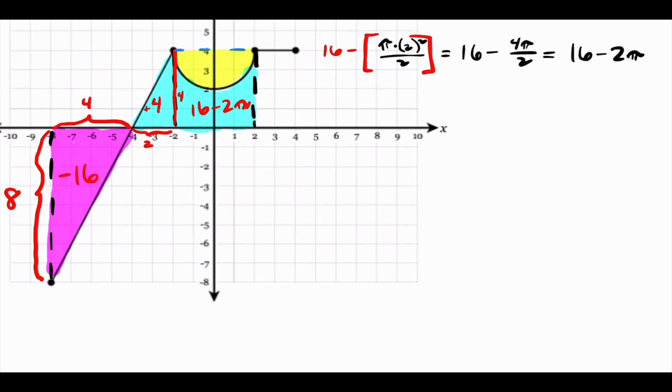Add up all of the regions. So I have the pink, purple, negative 16, right? I have the rectangle, the triangle that I first created, plus 4. And then I have that little part that I just found. That was positive 16 minus 2 pi. Combine like terms.